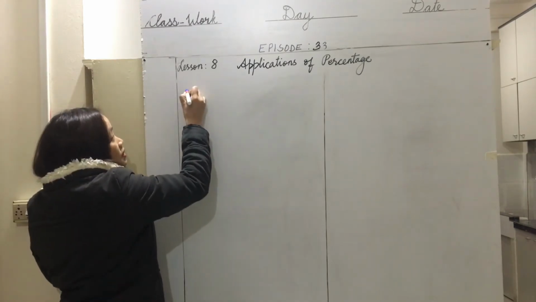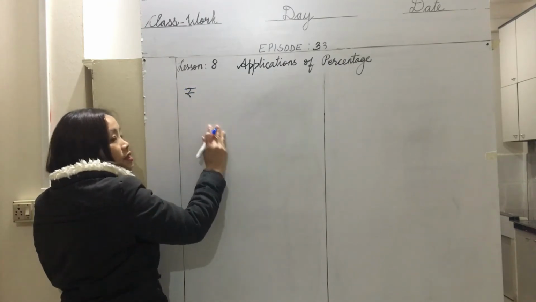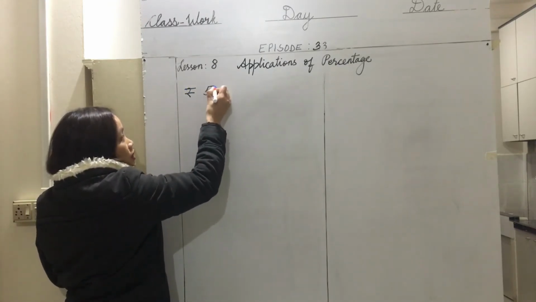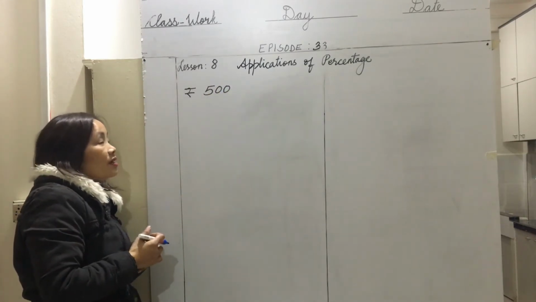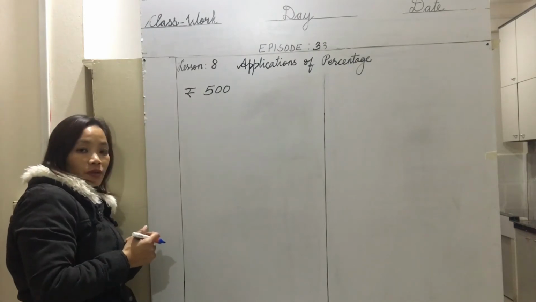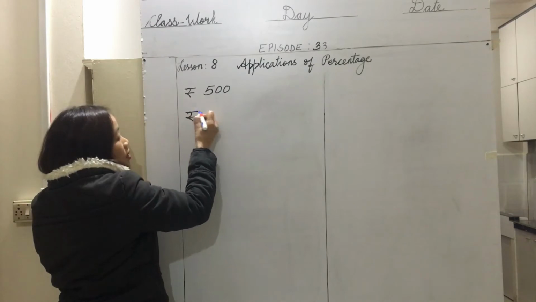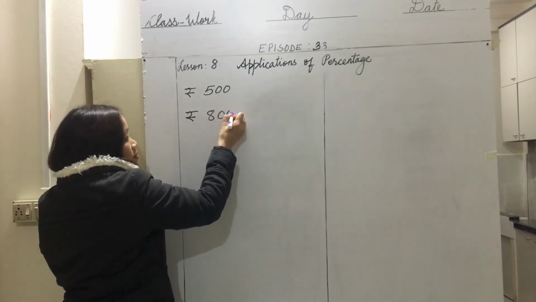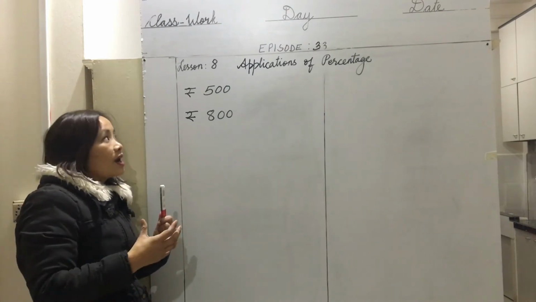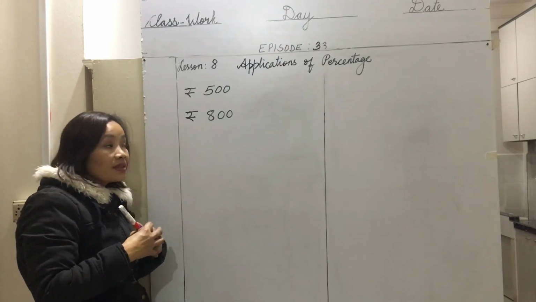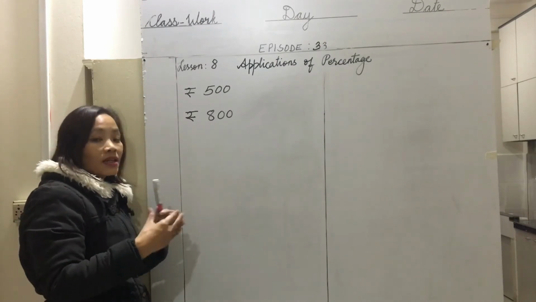A carpenter made a chair, right? And he spent 500 on it. A carpenter made a chair and then spent 500 on it, and then he sold it for 800 rupees. What do we see here? He made a chair and spent rupees 500 and then sold it for 800 rupees. What do we see there?